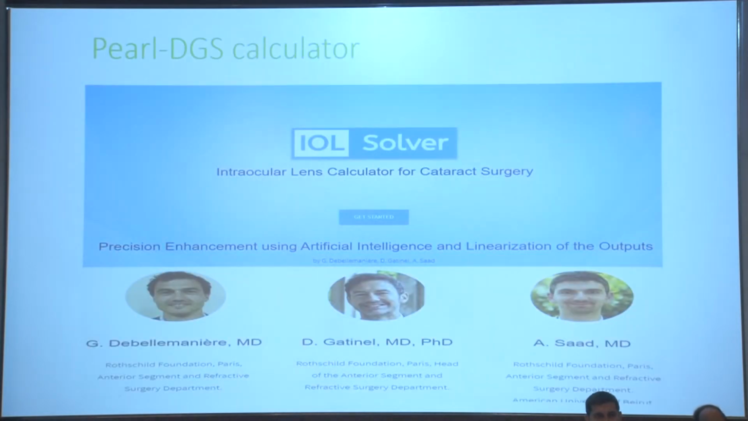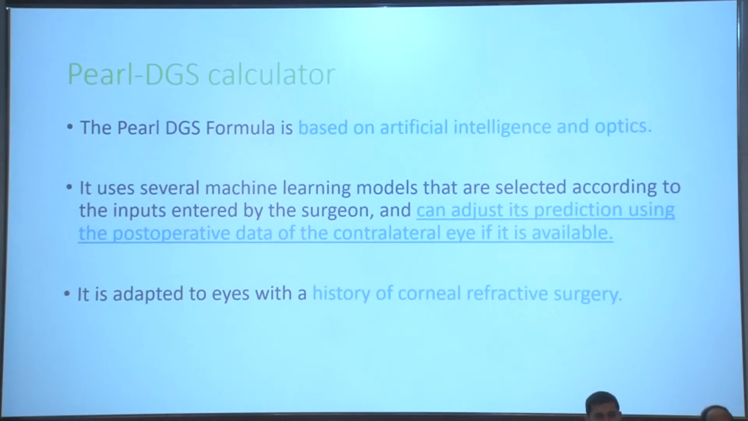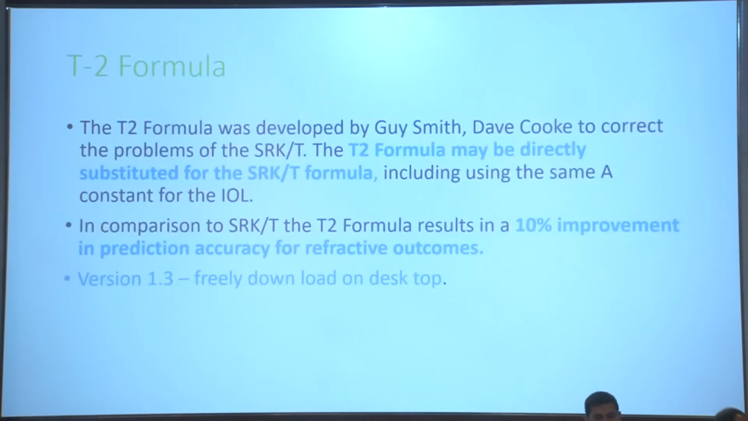Just briefly going through, because I am out of time, the Pearl DGS calculator, which is also an artificial intelligence and optics based calculator, which has very good results in the history of post-refractive corneal surgery patients. And the T2 formula, for those who are still using SRK-T, this is another formula which should be downloaded. It can be downloaded easily on your desktop, and it gives nearly 10% more accuracy than what your SRK-T is giving.